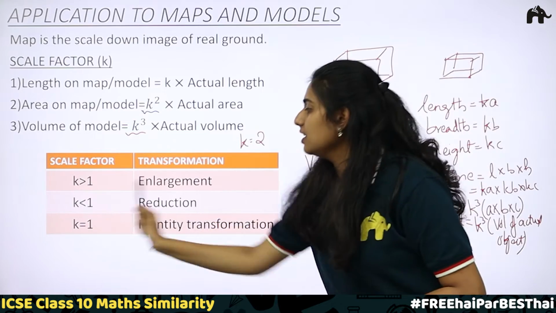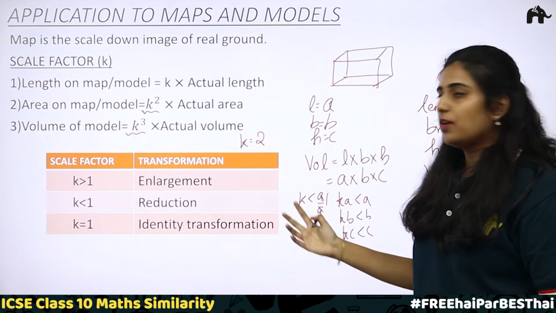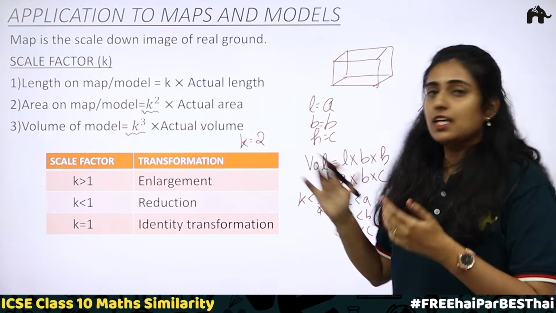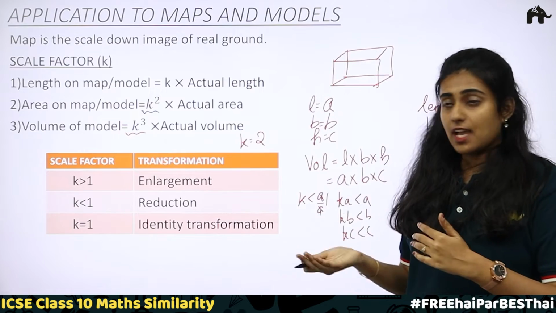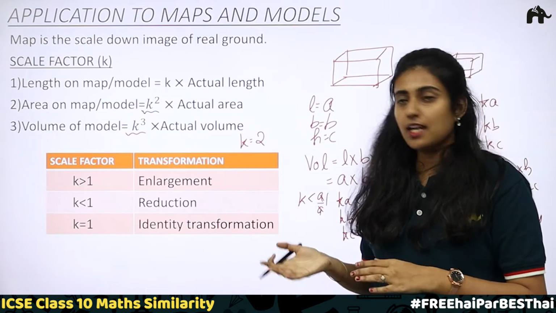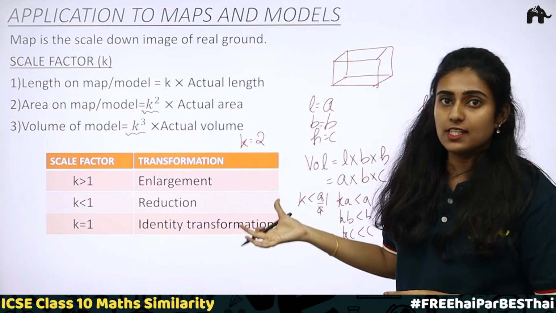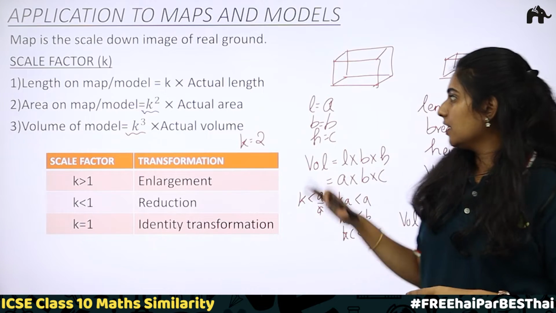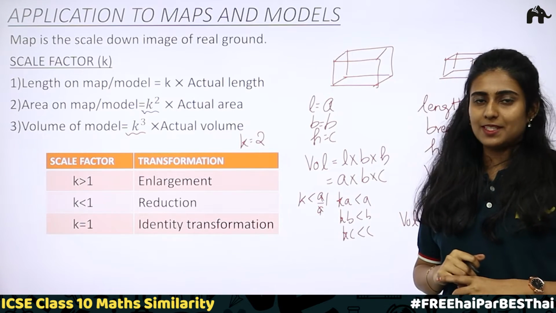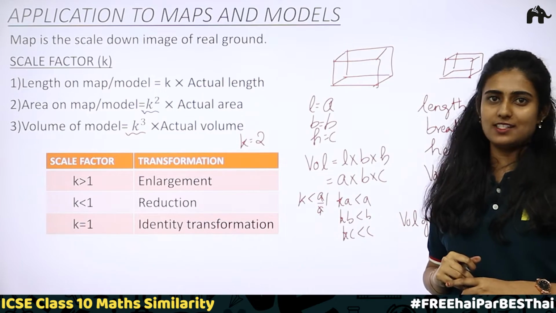And if K is equal to 1, it is an identity transformation. If you are taking triangles, the two triangles will be similar. All the corresponding sides will be equal. Clear with these concepts? We'll be doing more examples to understand further.